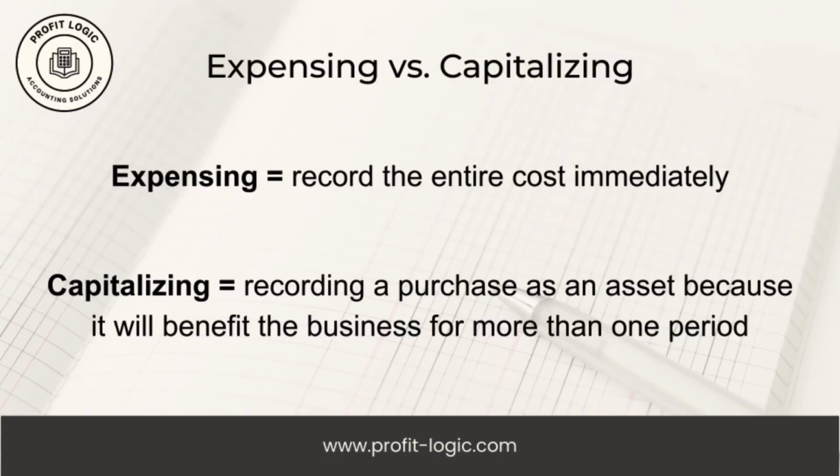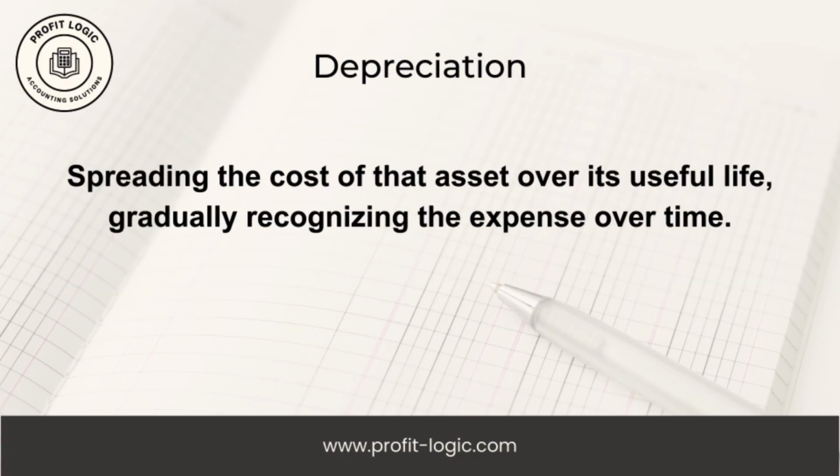You expense things like gas for the mower, cleaning supplies, or snacks, because once you use them, they're gone. The benefit doesn't really last that long. Capitalizing is different. Capitalizing means you're buying something that will benefit the business for more than one period, like equipment, improvements, or property. Instead of hitting your profit all at once, you turn that purchase into an asset and spread the cost over its useful life through depreciation.